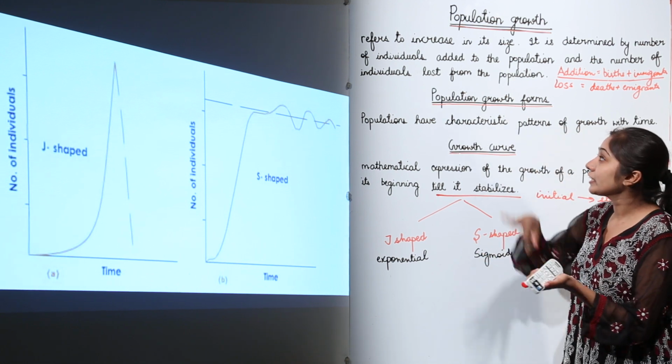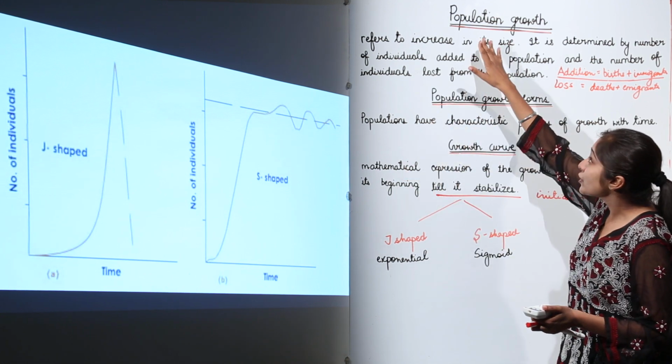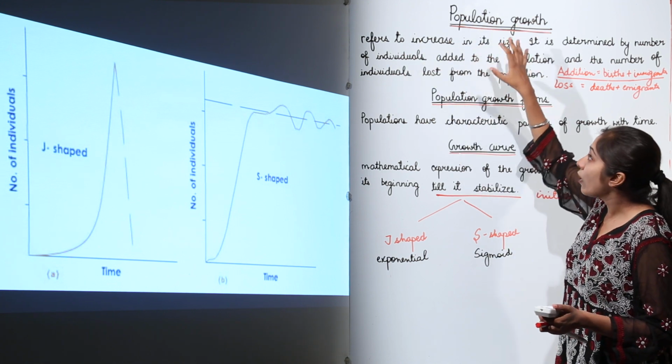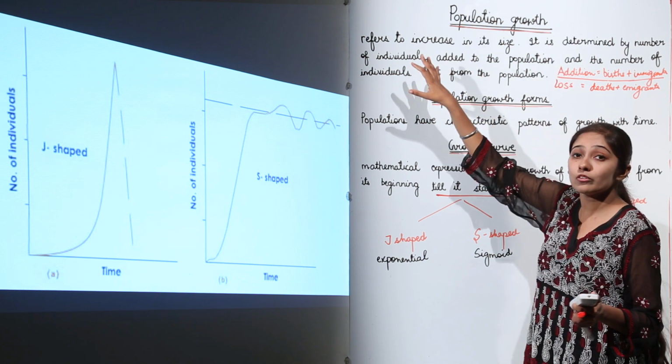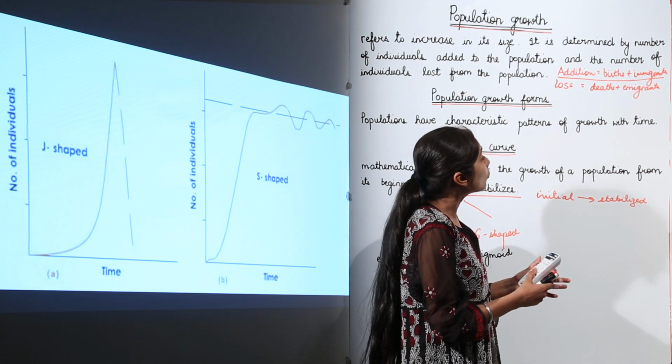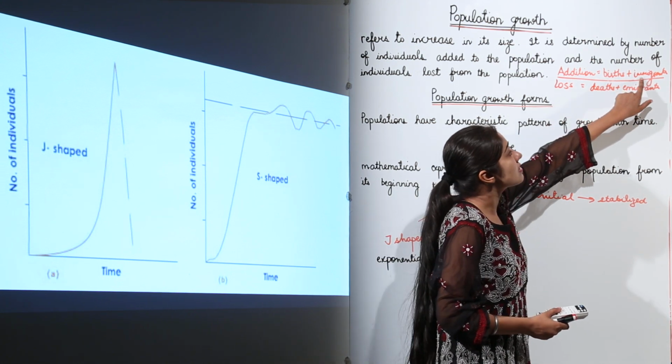Now let us recall what we have done. I told you that population growth refers to increase in its size, and we can determine the number of individuals added by calculating the number of births plus immigrants.